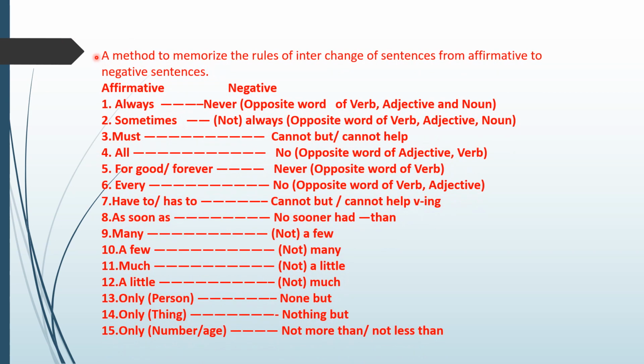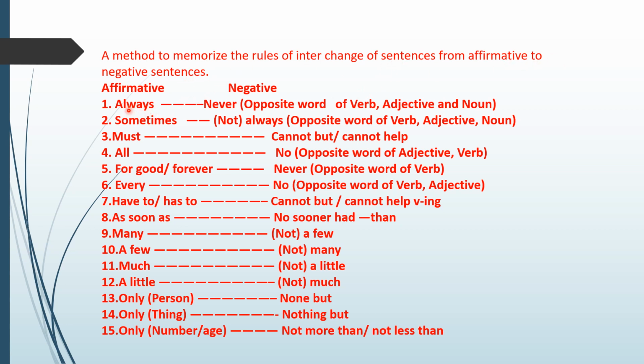A method to memorize the rules of interchange of sentences from affirmative to negative. Children, we have done a number of examples to interchange sentences from affirmative to negative using all these rules. So now we are just doing a recap of all the rules. You learn the rules, memorize them, and you will be able to interchange the sentences from affirmative to negative.